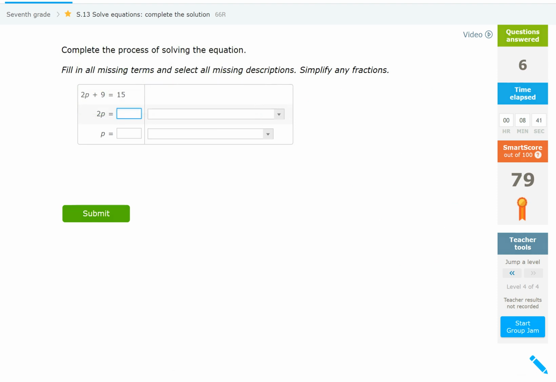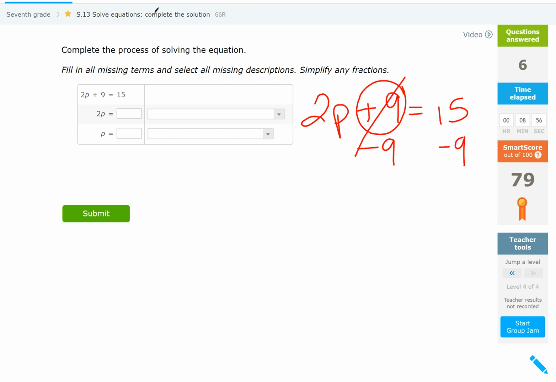So actually you can get to a point where you aren't even looking at what they are filling in. You could literally just solve the entire equation and then plug the steps back in. So if I say here, I need to get rid of +9, so I subtract 9 from both sides. Those cancel. 2p equals 15 minus 9, which is 6. Then I divide both sides by 2. Those cancel, and p equals 6 divided by 2, which is 3.